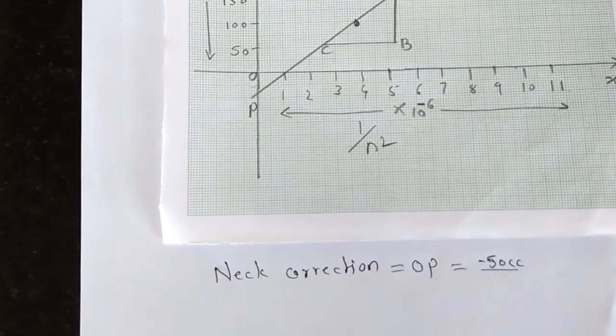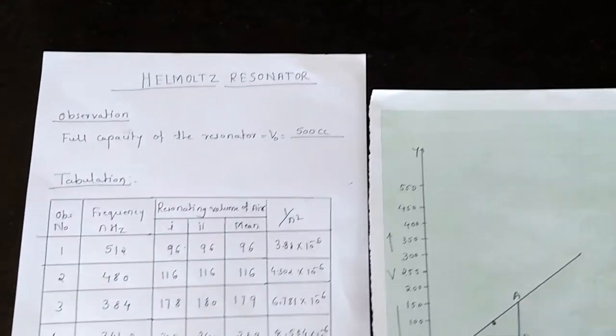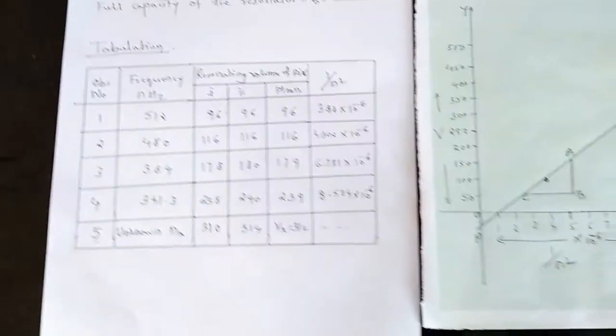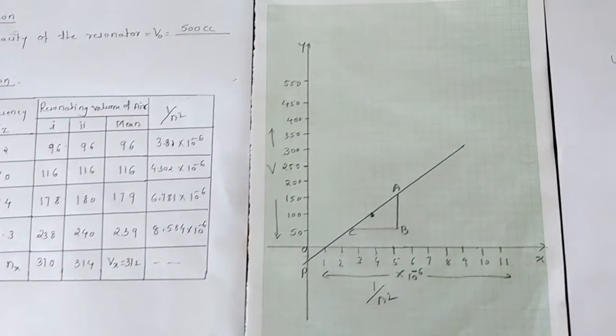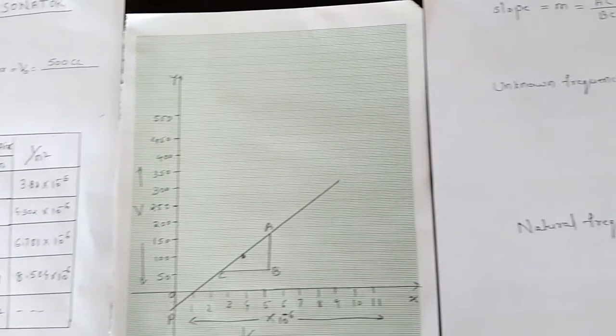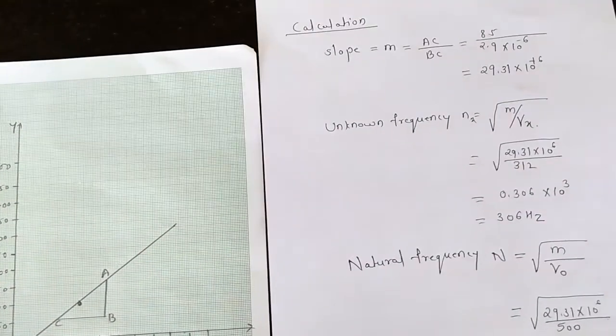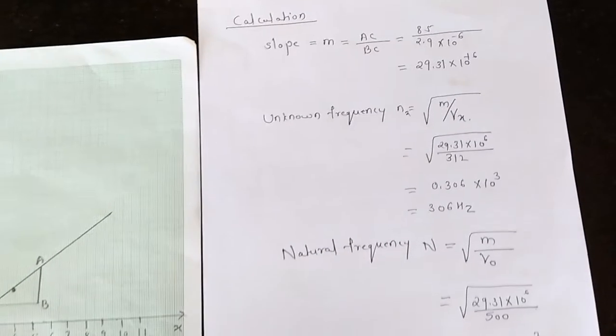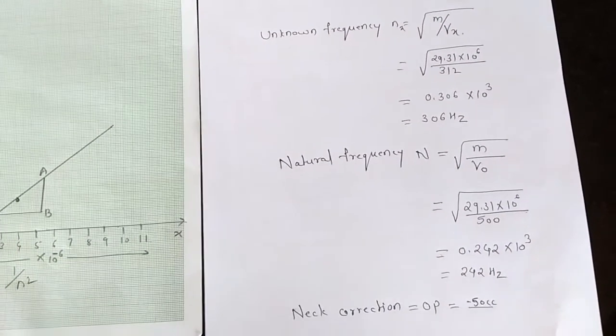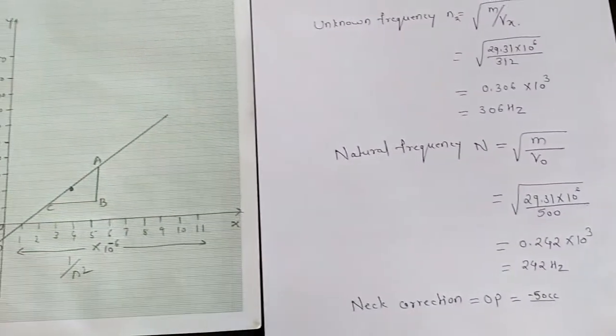So from this experiment, we can find out the unknown frequency, natural frequency, and also the neck correction, and will understand the phenomenon of resonance properly.